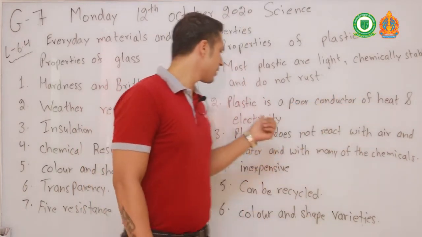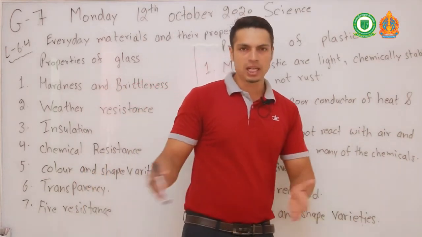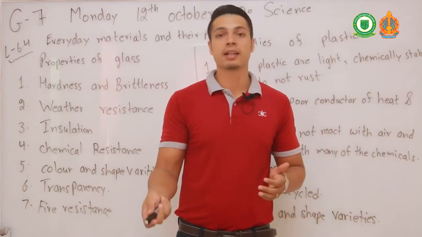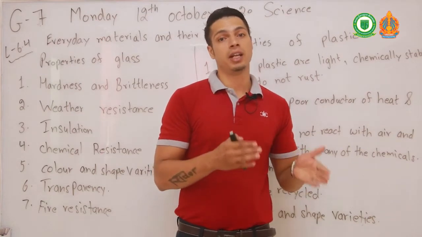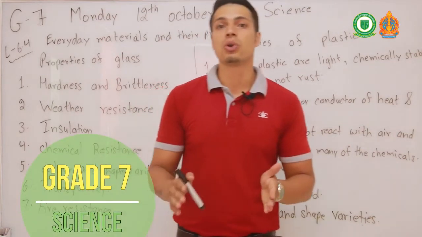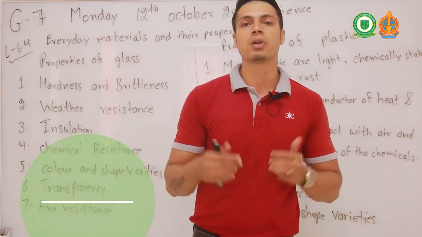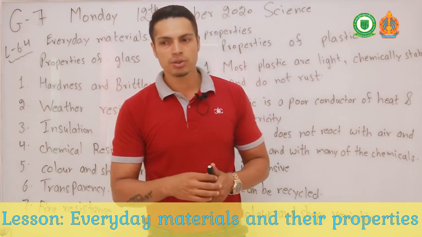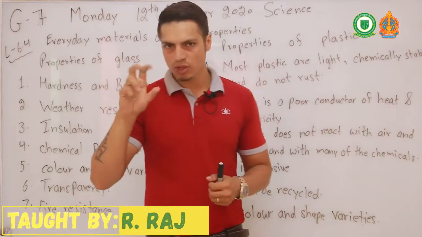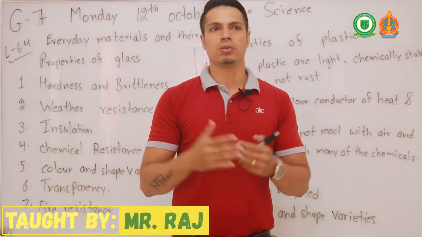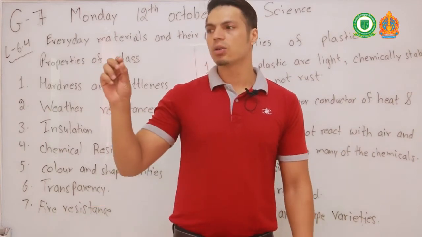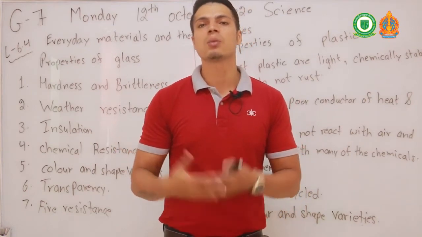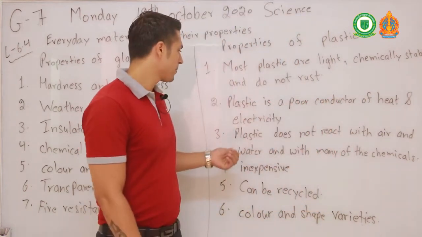Plastic is a poor conductor of heat and electricity. Like last week I explained why plastic is used for cooking pan handles, because it is a poor conductor of heat, and it is also used for wire coverings, because it is also a poor conductor of electricity. At home you see the plug of the fan, it is made out of plastic, because plastic is a poor conductor of electricity.